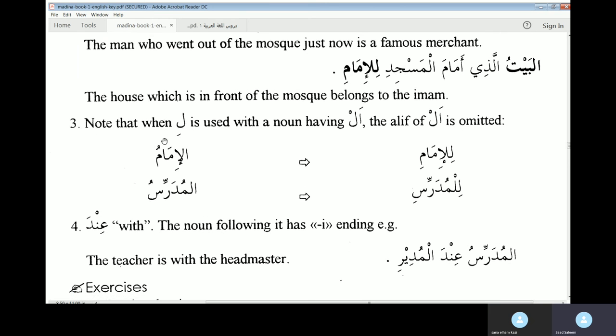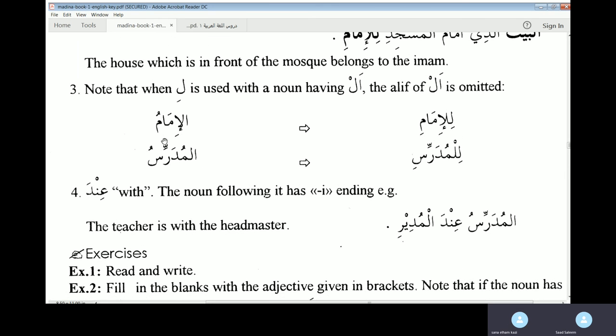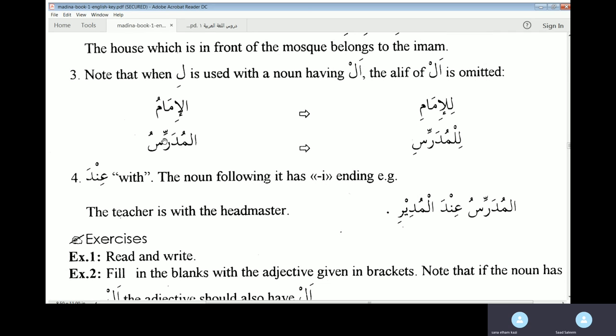Miss Sandra, next point. Note that li is used with the noun having al. When li is used with the noun having al, the alif of alif lam is omitted. Al imamu, lil imami. Al mudarrisu, lil mudarrisi.